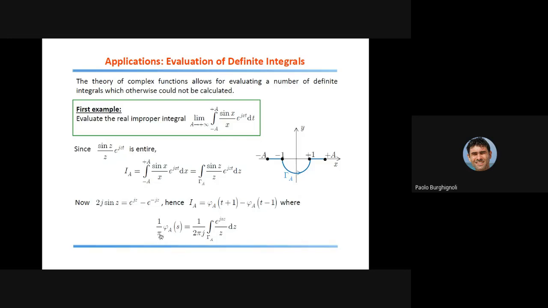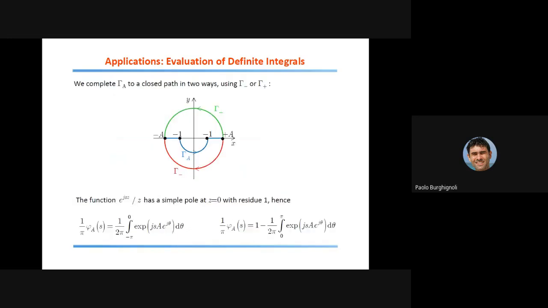this function will depend on its argument s, and it's easy to see that our integral I sub a is the sum of the function phi sub a calculated once with the argument t plus 1 and another time with the argument t minus 1. Okay, we will write things in this way because now we are going to use Cauchy theorem in order to get an explicit representation of the function defined here at the bottom.